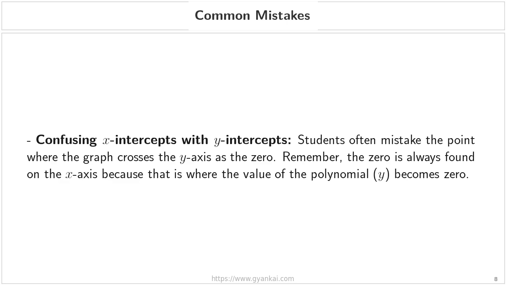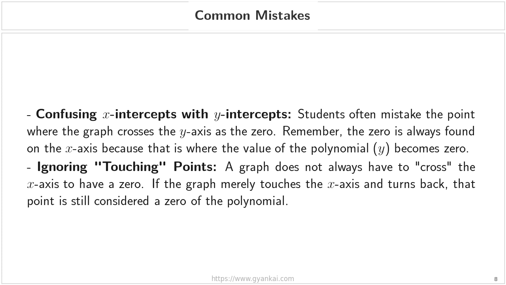First, let's talk about the confusion between x-intercepts and y-intercepts. It is very common to see a graph and mistakenly identify the point where the curve crosses the vertical y-axis as the 0. However, remember our core definition from earlier. A 0 occurs specifically when the value of the polynomial, which we represent as y, is equal to 0. As we discussed in slide 3, the only points where the y-coordinate is 0 are the points sitting directly on the horizontal x-axis. So, always remind yourself, the 0 is found where the graph meets the x-axis, not the y-axis.